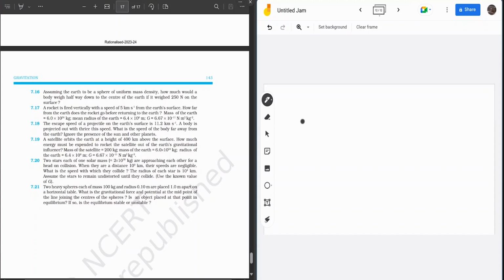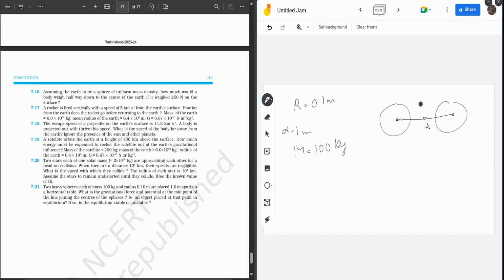Okay, so radius of spheres is r is equal to 0.1 meters. Distance between spheres is 1 meter, d is equal to 1 meter. Mass of each sphere is given to be 100 kilograms. Say these are the two spheres, and this is the midpoint A.